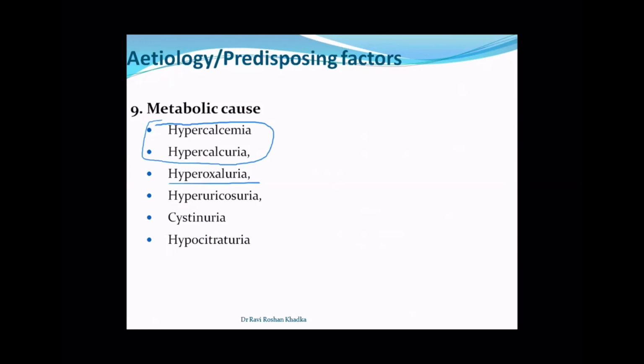Okay. Hyperuricosuria means excessive uric acid inside the urine, and the uric acid is basically a metabolite of purines or protein metabolites.